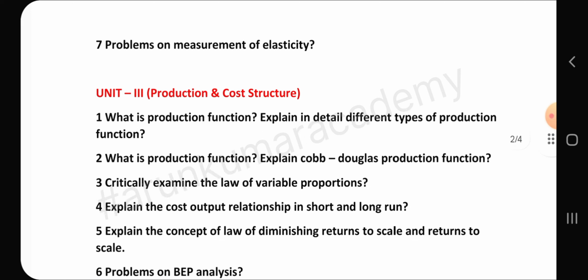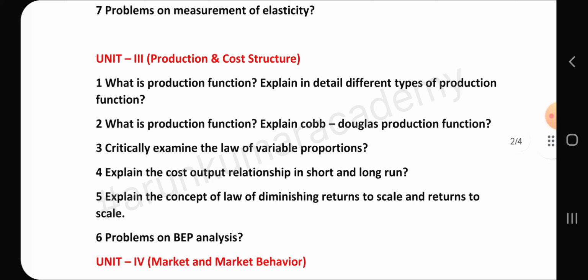Then Unit 3, production and cost structure. So here the questions will be from theories of production, like what is production function? Explain in detail different types of production function. Then what is production function? Explain Cobb-Douglas production function. Critically examine the law of variable proportions.